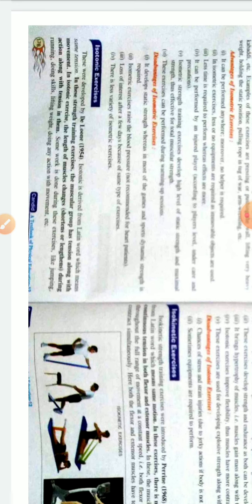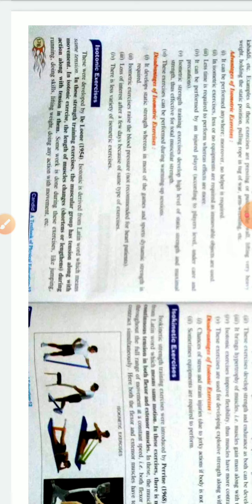Isotonic exercise, for developing strength. Iso means same and tonic means tension. So in isotonic exercise, the length of the muscle will change, meaning shortening and lengthening of muscle during actions along with tension in them. Some work is done during this exercise like jumping, running, lifting weight, etc. These all are isotonic exercises.